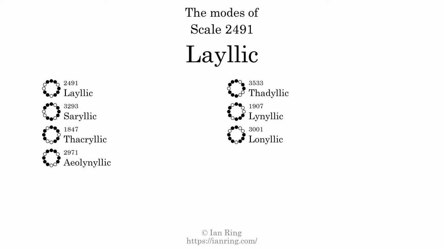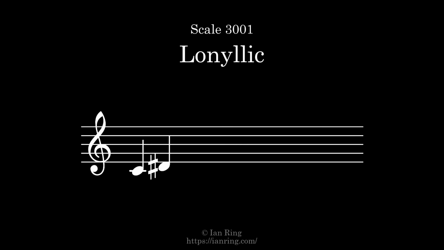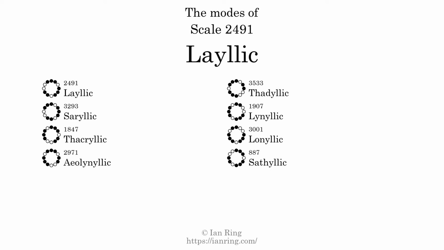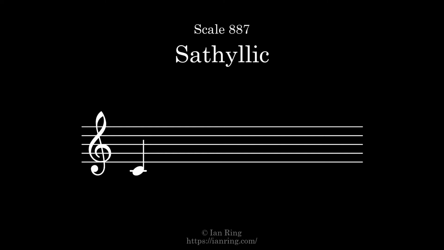The seventh mode is scale 3001, also known as Layllic. It sounds like this. The eighth and last mode is scale 887, also known as Cyrillic. It sounds like this.